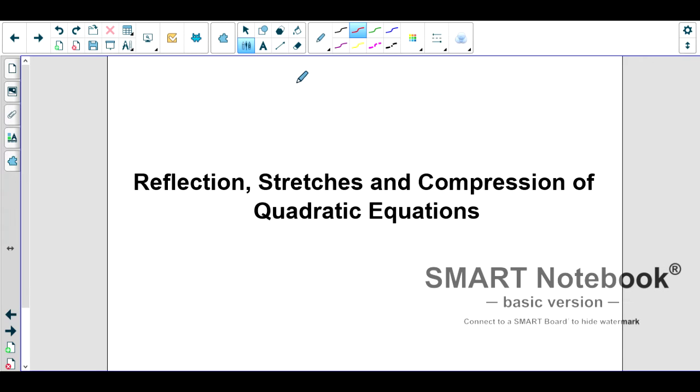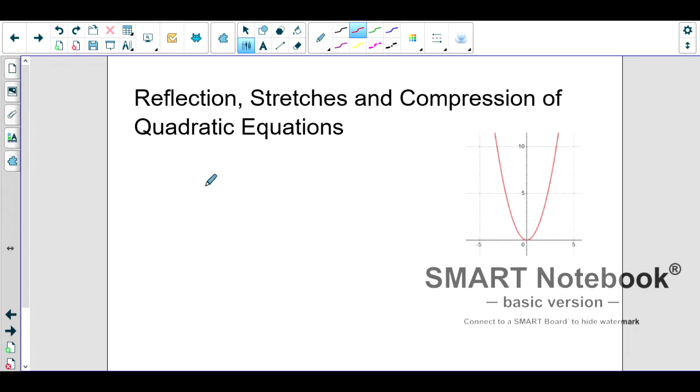Okay, let us continue our discussion. Last time, in the last video, we discussed translation, like how we can move the graph up, down, left, right. Today we want to see reflection, stretch and compression, like when the graph will be reflected and how we can stretch or compress. Okay, let's see.